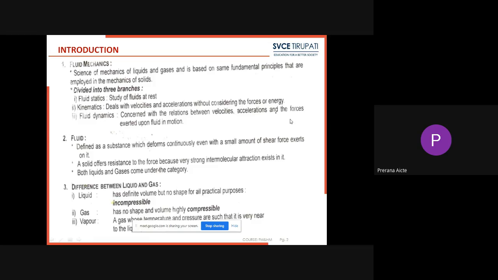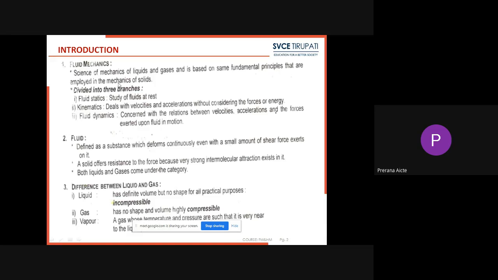Then coming to the introduction, as we know, mechanics is the study of a body. The body may be a fluid, a gas, or a solid, whatever. Simply, the study of a body is called mechanics. So if the body is a fluid, then the study of that fluid is called fluid mechanics. Simply, studying the behavior of fluids is known as fluid mechanics.